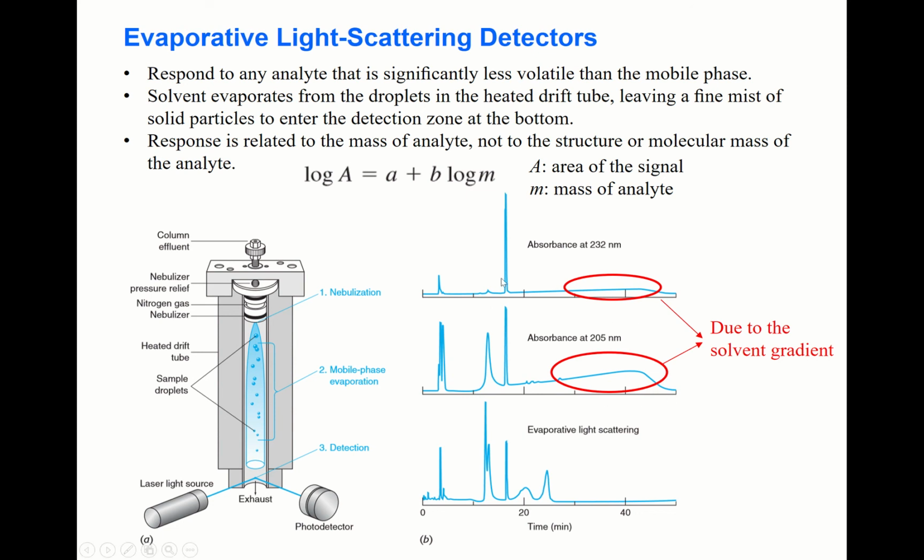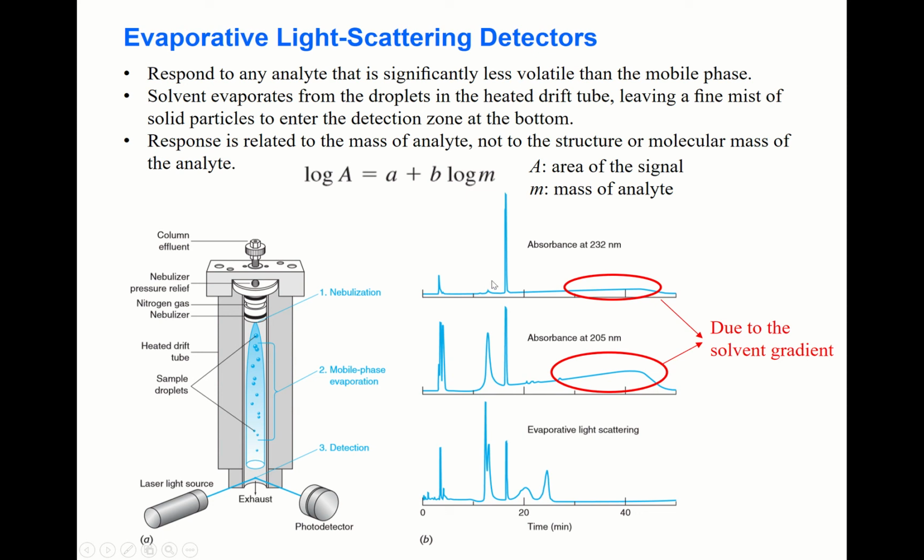And then this figure compares the chromatograms depending on different detectors. If you read the textbook, you may know that 5 components actually are there. But with UV detectors, whose wavelength is 232 nanometers, you detect only 1 and 2.